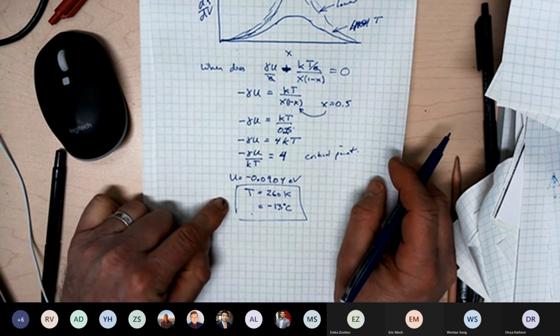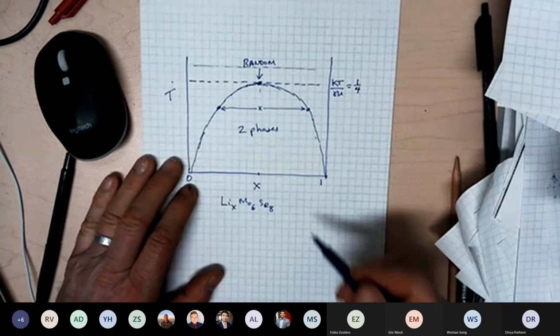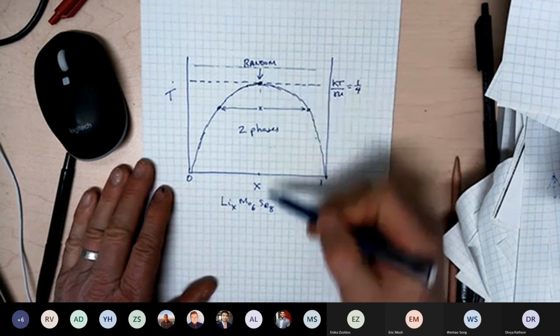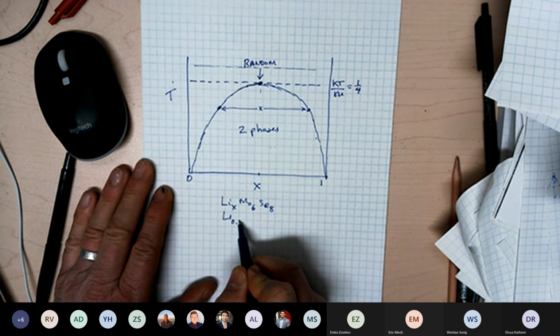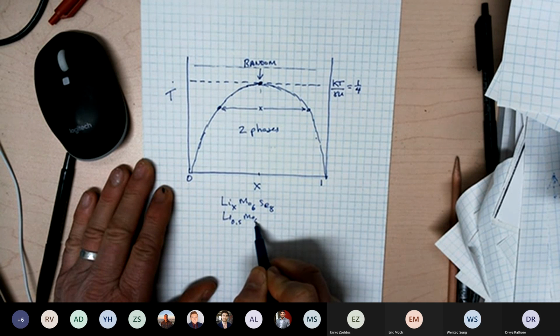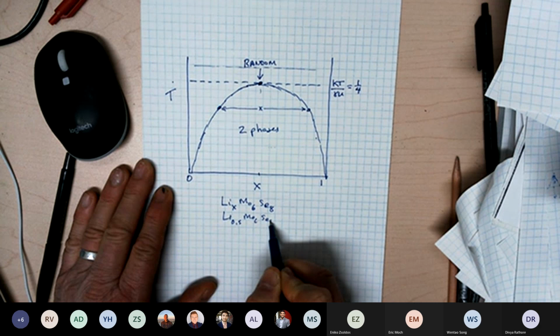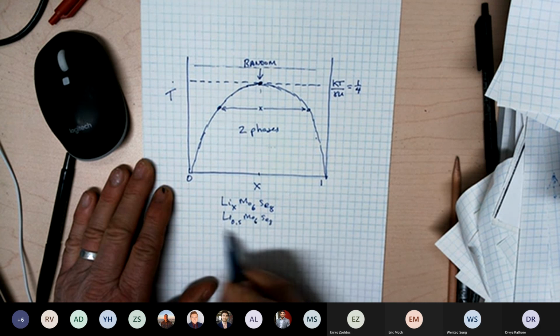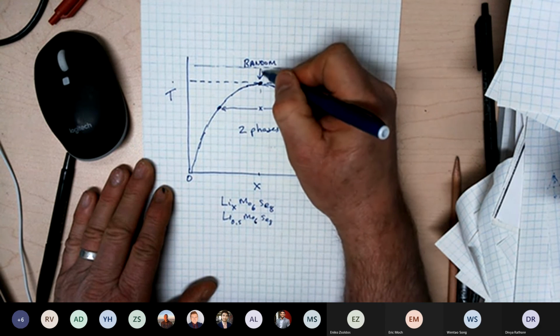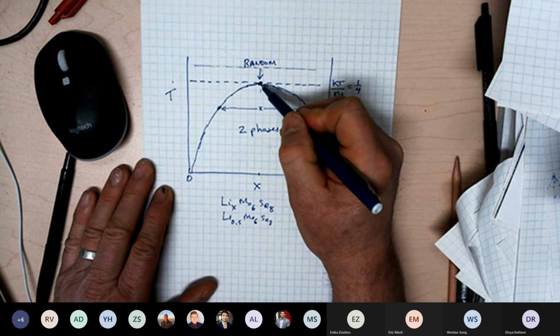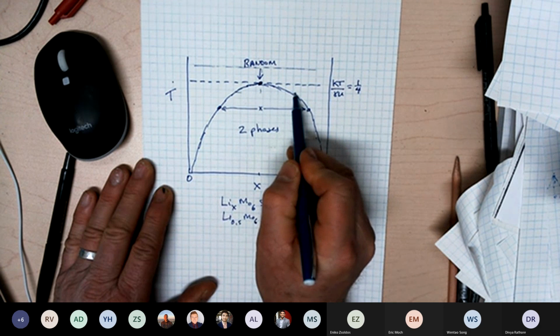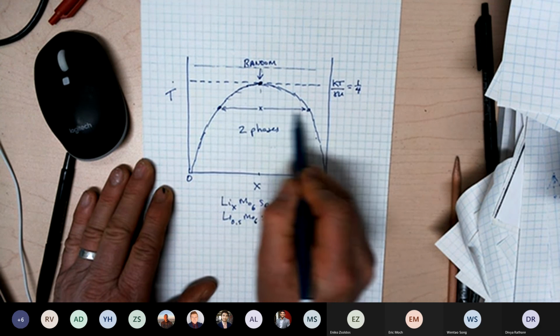So if all of this is right, it means if you take this sample with lithium 0.5 MO6 Se8, prepare a sample of that and cool it down below minus 13 degrees C, you should see it separate into two phases.